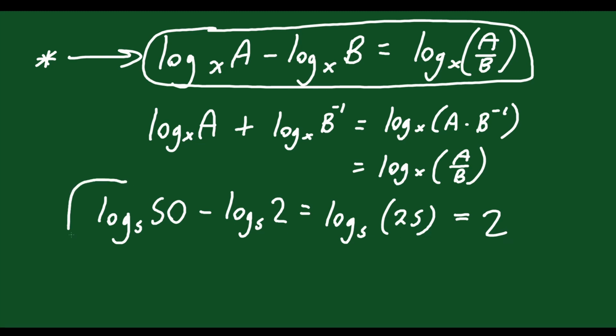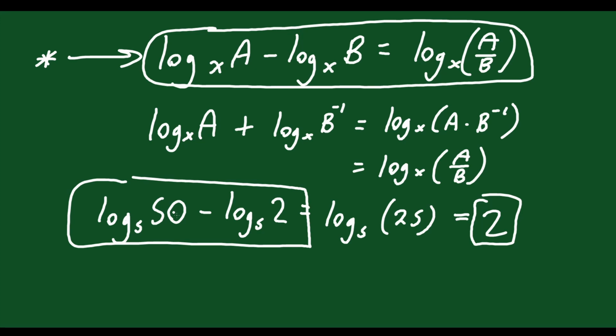So you can solve this, figure out that it's equal to 2, even though you don't know log base 5 of 50, right? You don't know log base 5 of 2, but you can combine them into log base 5 of 25, and you know what that is. And that's how you get an answer. So that's an example of the quotient rule in use.